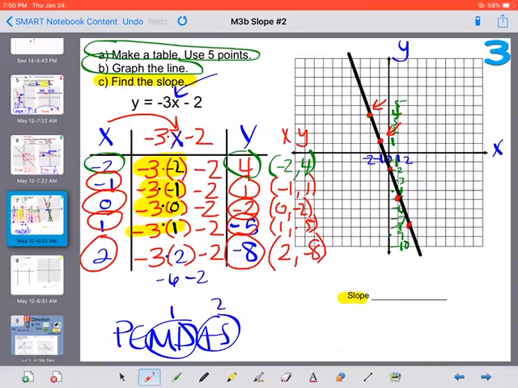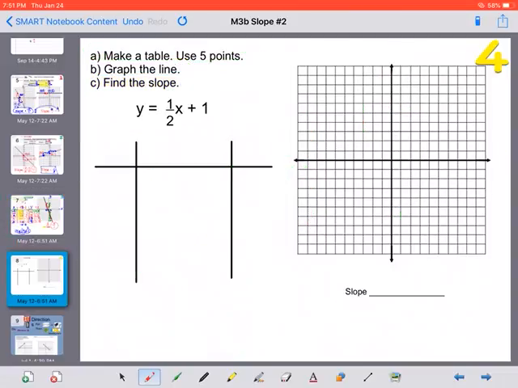Our slope, remember, rise over run. We're going up and down first, then left to right. So we're going down 1, 2, 3 and over just 1. So our slope is negative 3 over 1. Let's try one more just like this.